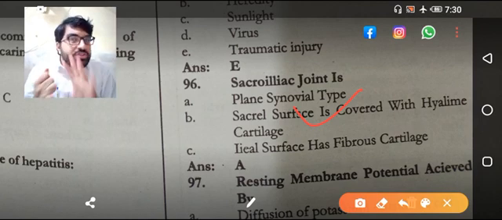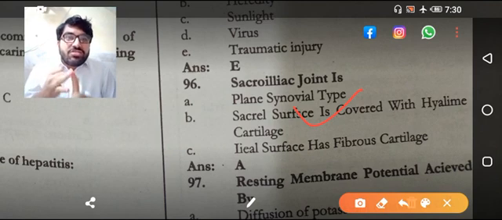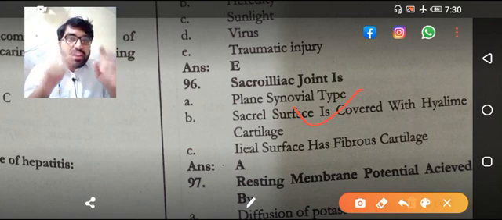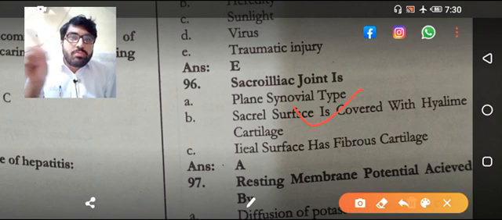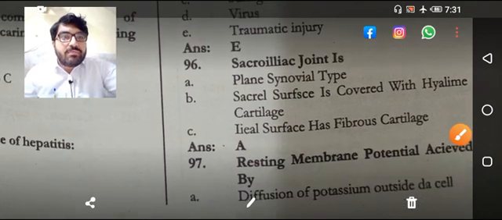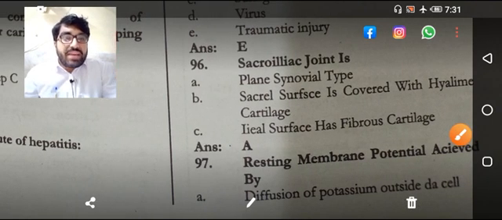So it is a plain synovial joint, that is correct. The sacral surface is covered with hyaline cartilage, that is correct. The iliac surface is covered with fibrous cartilage, that is also correct. So the correct option over here is missing. So you go to my first video and watch it from there. I discussed this in detail. So this is a plain synovial joint, but other options are also correct.